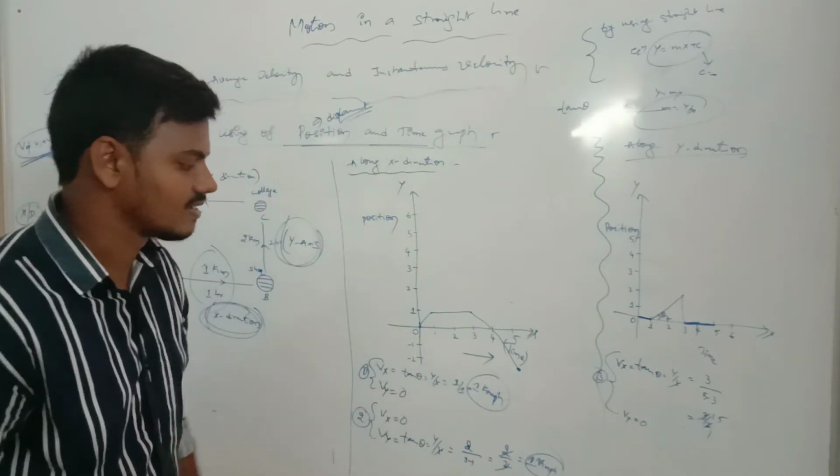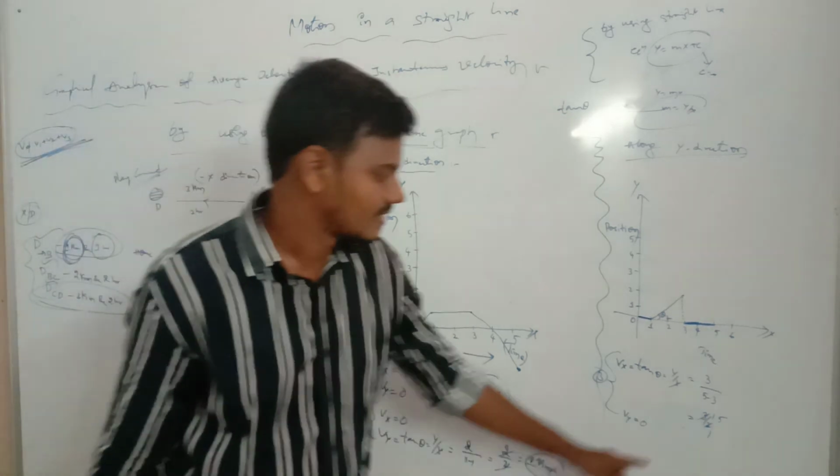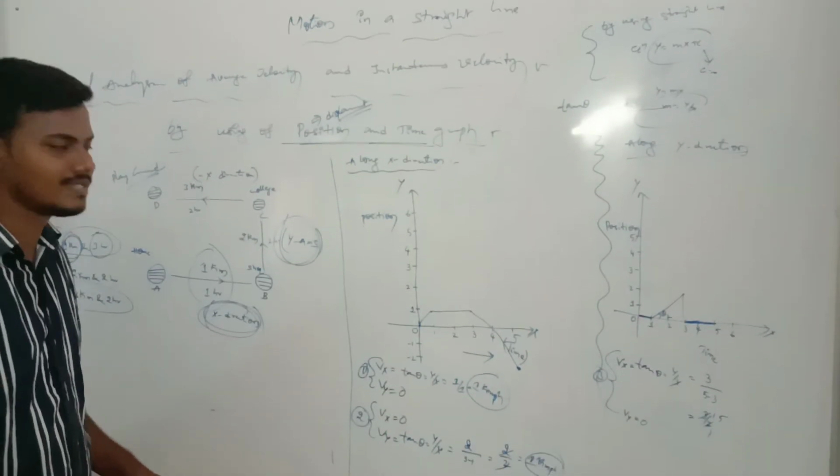Now 1 by 1 is equal to 1 kilometer. 2 by 2 is equal to 2 kilometers. Again we are using 3 by 2 is equal to 1.5 kilometers. Okay, this is our class.